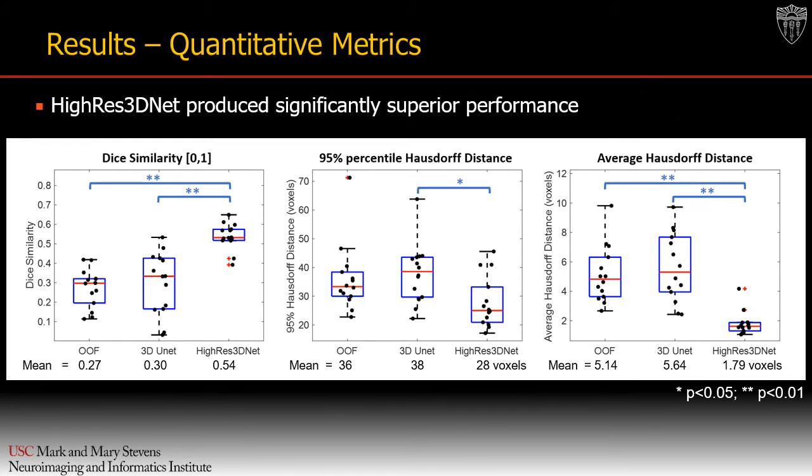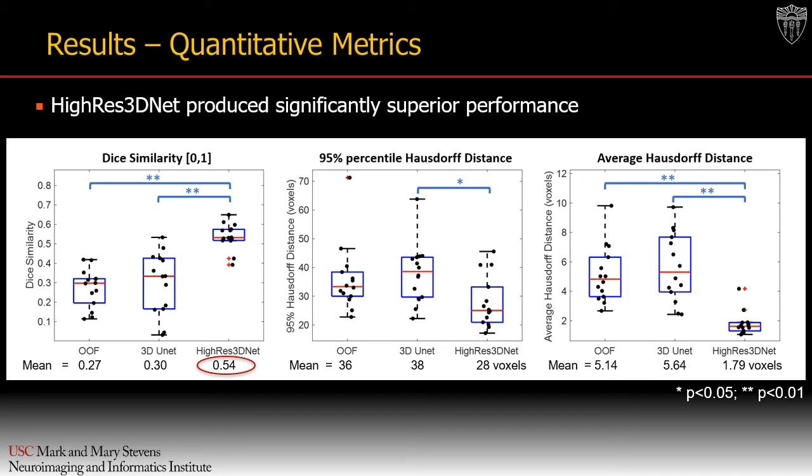Here we are looking at the box plots of the performance metrics for each segmentation method. As a reminder, for dice, better performance is indicated by larger values. On the other hand, for 95 HD and AVD metrics, smaller values indicate better performance. High-res 3D-net produced significantly superior performance compared with OOF and 3D-UNet for segmentation results relative to the manual segmentation label for all three metrics. The dice is still low at 0.54.